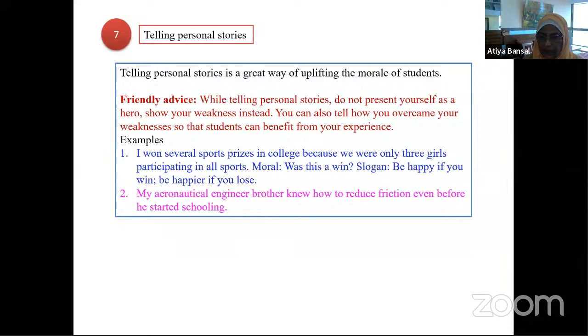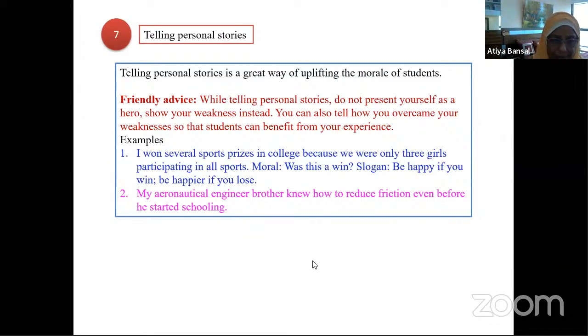Subraja, personal stories. Telling personal stories is a great way of uplifting the morale of a student. But I'll give you a friendly advice here. While telling personal stories, do not present yourself as a hero. Show your weakness. Because when you tell how you overcame that weakness, your students will benefit from your experience. These are very, very important stories.